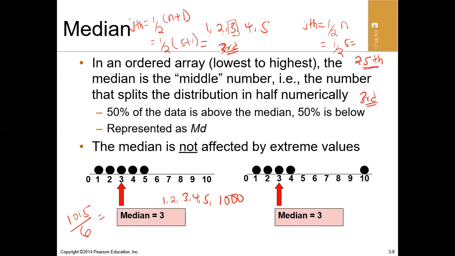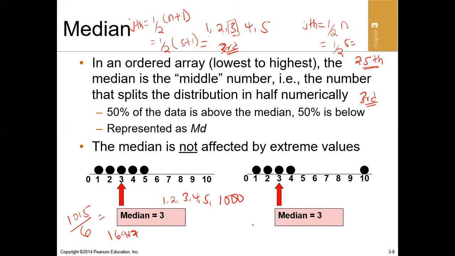1,015 divided by 6, that would be 169.17.